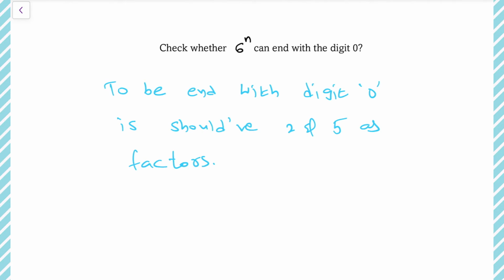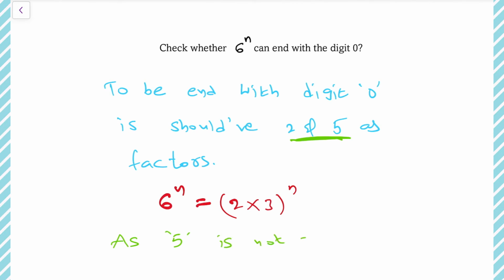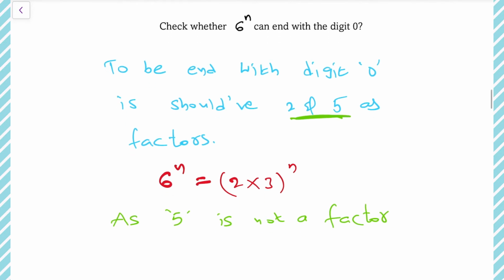So let us check now. The given question is 6 power n, right? So 6 can be written as 2 into 3, whole power n, as usual. Now, as I said already, it should have 2 as well as 5. Compulsorily 2 and 5 both should be the factors. Here 2 is there but 5 is not there. So as 5 is not a factor, 6 power n cannot end with the digit 0.